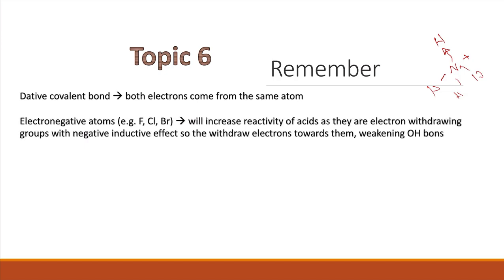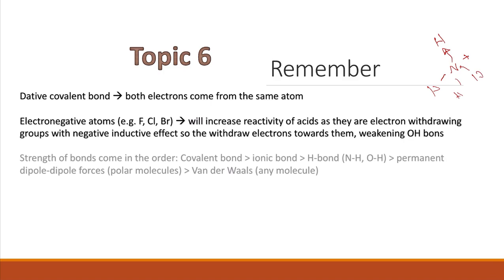Remember that electronegative atoms like fluorine, chlorine, and bromine will all increase the acidity, as they are electron withdrawing groups. They have a negative inductive effect, so they will pull the electrons toward themselves, and they're going to weaken the OH bond.